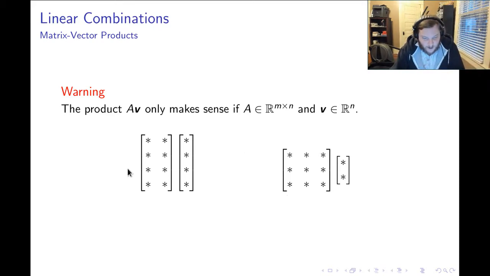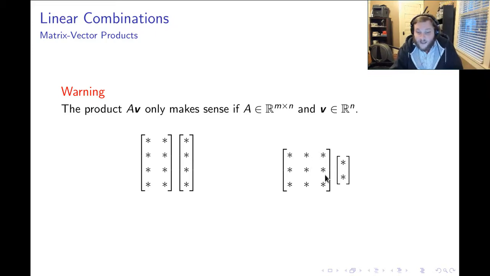On the left over here, we're taking a 4 by 2 matrix, and we're attempting to multiply this by a vector in R4. Well, this matrix has 4 rows, but it only has 2 columns. And in order to take a matrix and multiply it by a vector, the number of coordinates inside the vector must match the number of columns of the matrix. So this expression here actually makes no sense. This is not a defined product, the way that we've set things up. On the right over here, we have a different example.